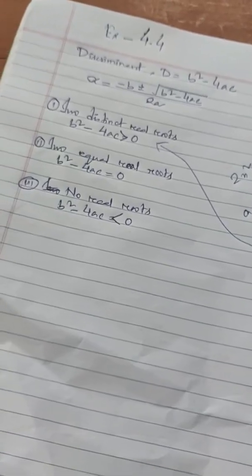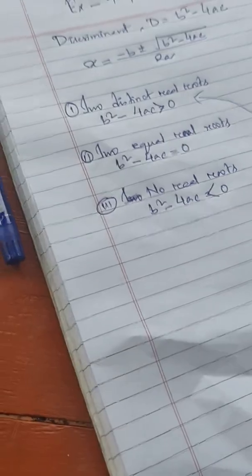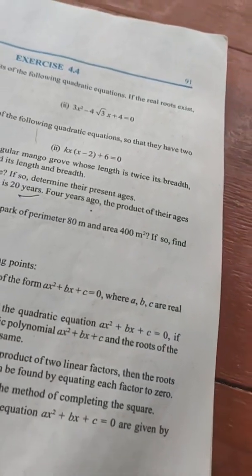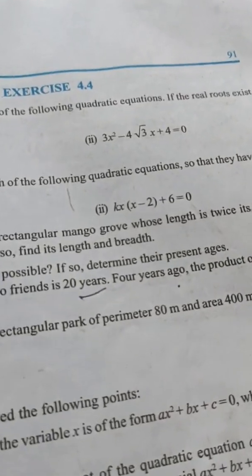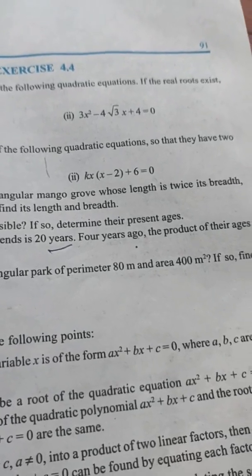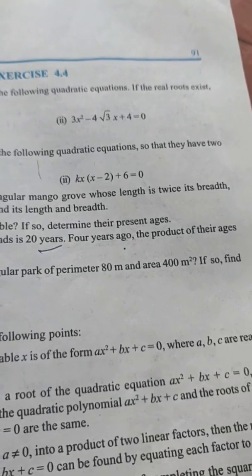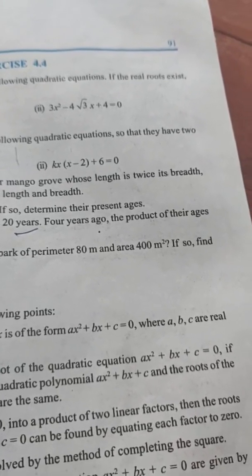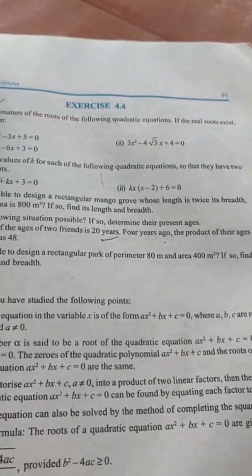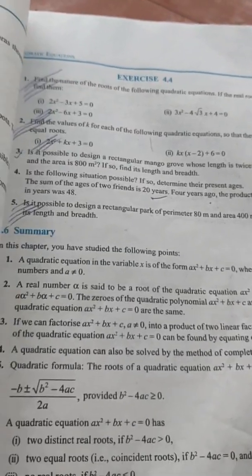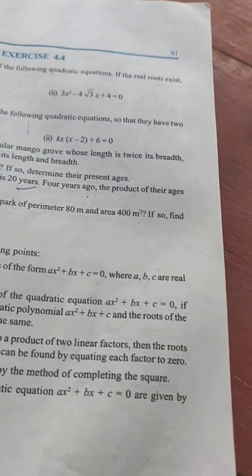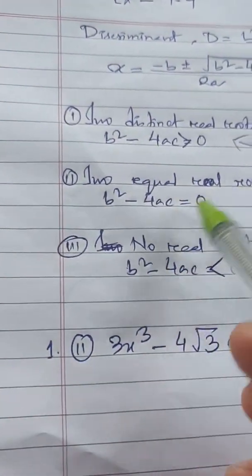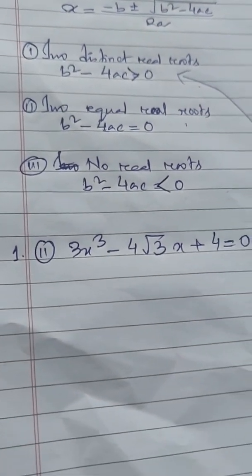All right. Okay, now I'll start some question. Which one shall I do? I shall be doing Roman number 2, 4.4 Roman number 2. 3x square minus 4 root 3 x plus 4 equal to 0. Okay, let's see what they are asking. Find the nature of the roots of the following quadratic equations if the real roots exist. Okay. If the real roots exist, that means when we get either the first condition or the second condition, we'll have to use this discriminant method and quadratic formula. Okay, all right. I'll begin.